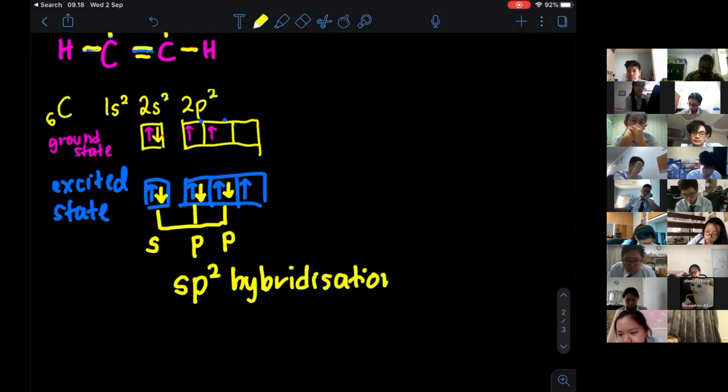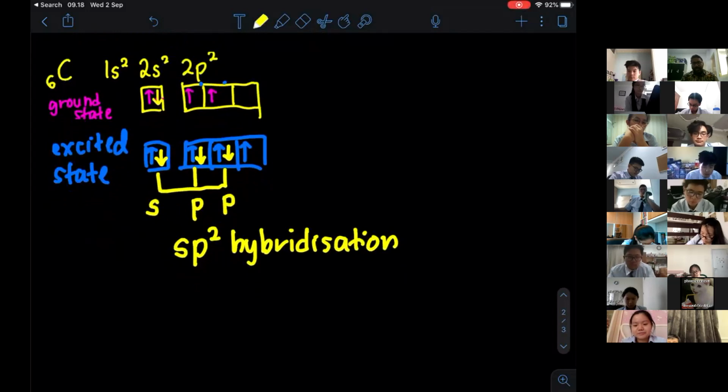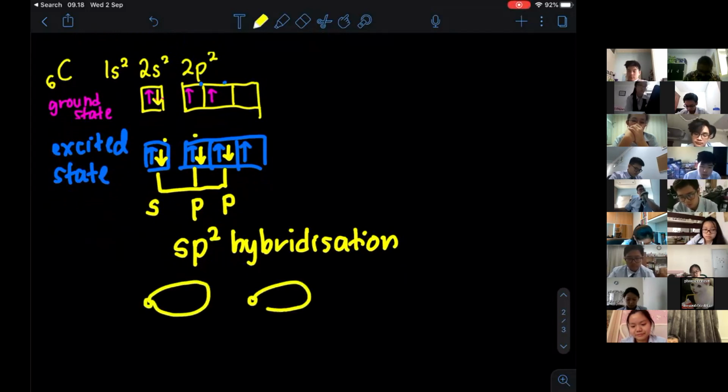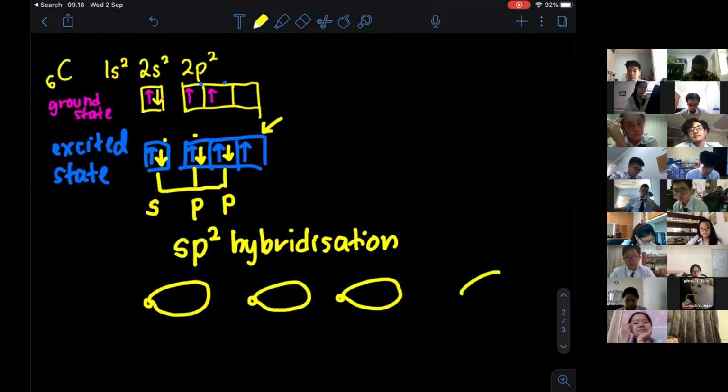Now, under Sp2 hybridization, what happens, you are going to get 3 new orbitals. So 1, 2, 3. So I will actually put 3 new orbitals like this, hybrid orbitals. But do not forget, there is one orbital which is over here that does not get hybridized. So it means they are still going to be in this form. Okay, they're still in this form.